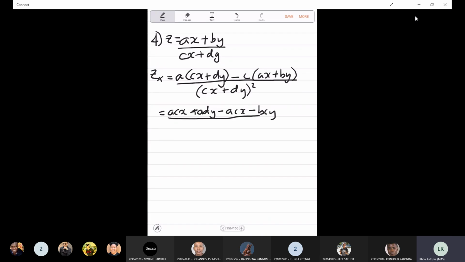Okay, that's our numerator. And then in the denominator, we have CX plus DY, the whole thing is squared. So we can see that these two terms, ACX minus ACX, will cancel. And then I am left with Y times (AD minus BC) over (CX plus DY) squared. So that is my first derivative of Z with respect to X.